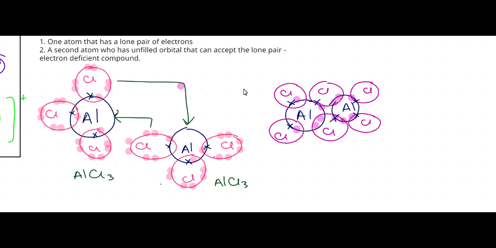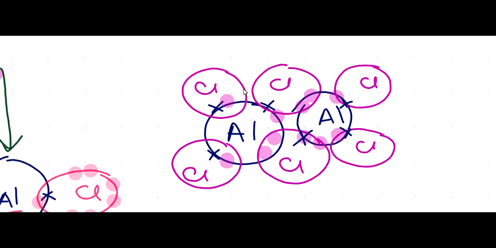This is what the final structure is actually going to look like. Let me zoom in so you can see. But this won't be AlCl3 anymore, will it? No, it will be Al2Cl6.